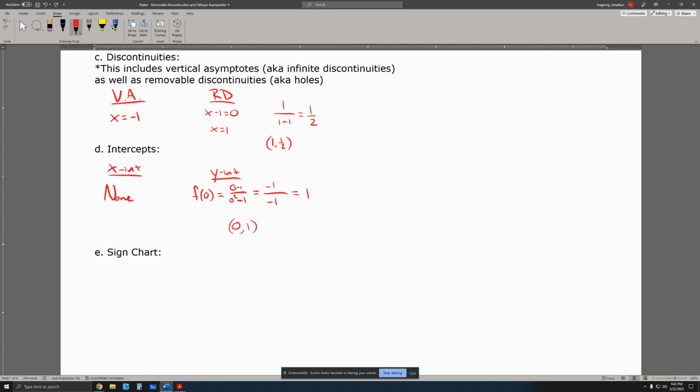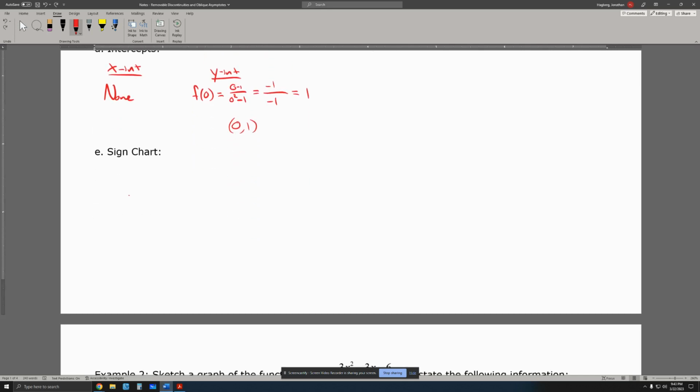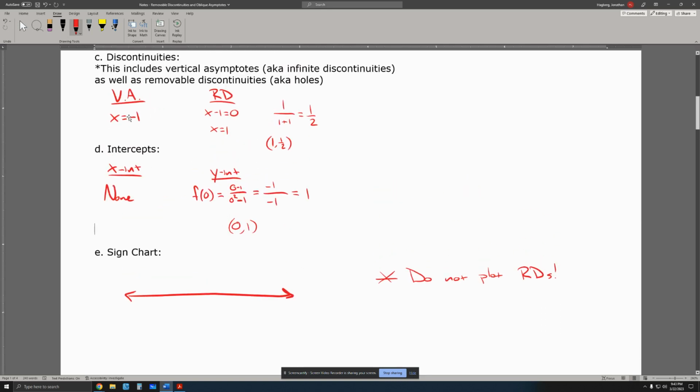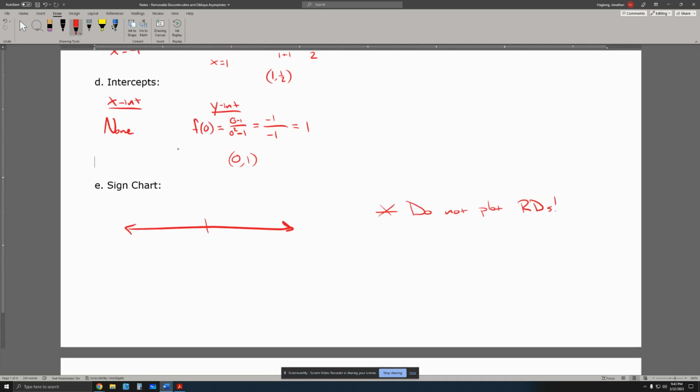And then our sign chart. For the sign chart, we do not plot the removable discontinuity. So do not plot removable discontinuities on the sign chart. We're just going to plot, same as before, vertical asymptotes and x-intercepts. In this case, we only have one vertical asymptote, so one value on our sign chart at negative 1.